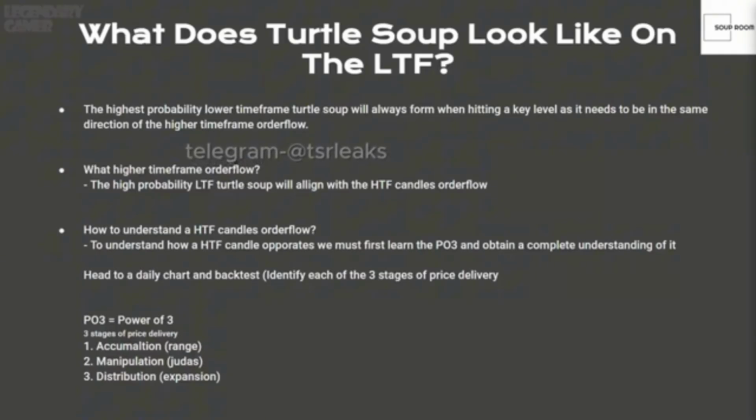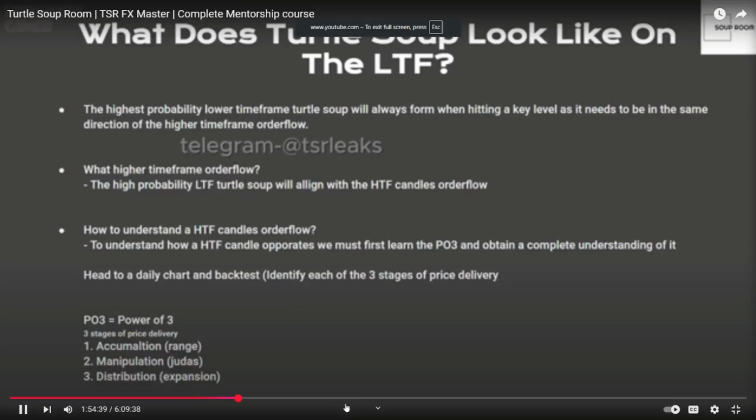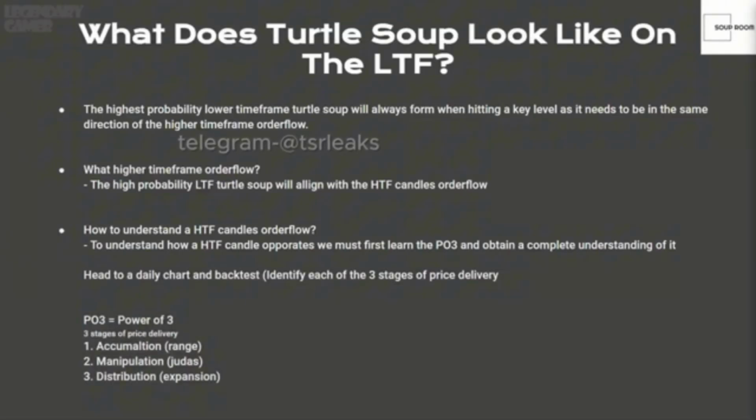So stage number 1 is accumulation. This is a range, consolidation. Stage number 2 is manipulation. This is the Judas swing that ICT refers to. I want to slip in a little tip. The manipulation is part of the range. It is part of consolidation. And distribution, stage number 3, is the expansion. So price will range, Judas swing, expand.